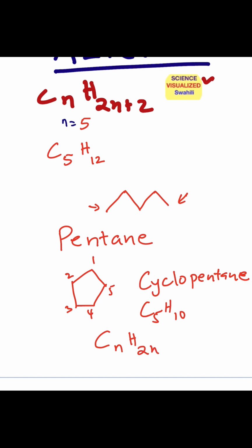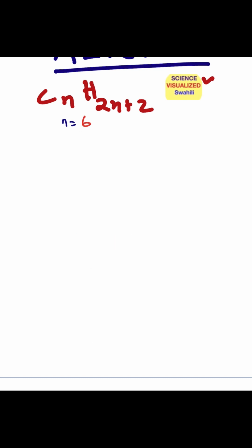For n equals 6, the formula for straight chain alkane will be C6H, 2 times 6 is 12, plus 2, so 14. And therefore, the structure for that will be 1, 2, 3, 4, 5, and 6. And the name for that is hexane.